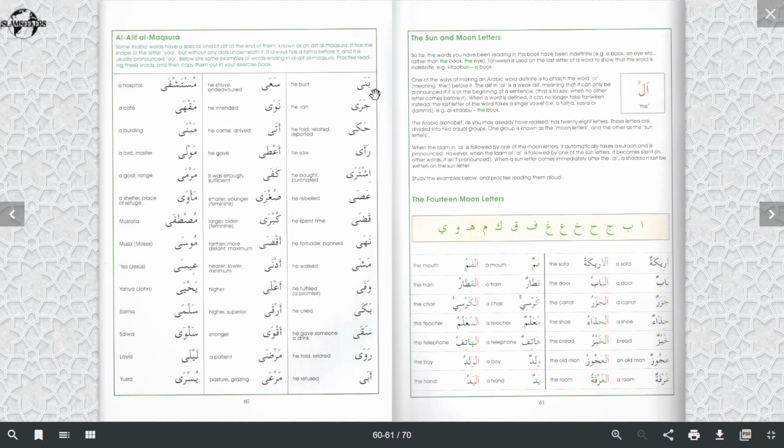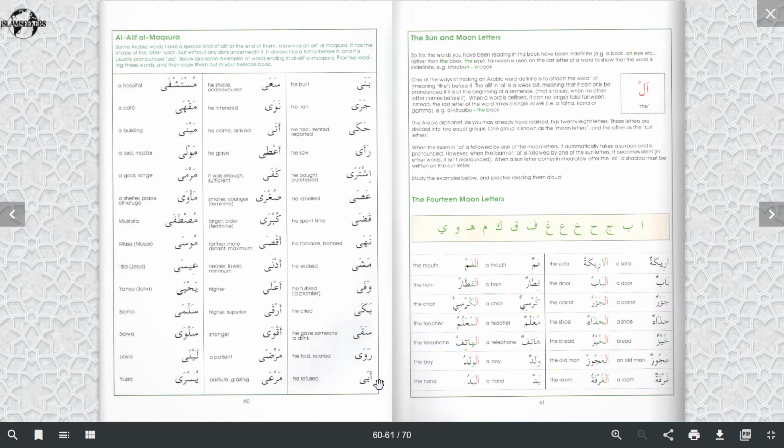Bana. He built. Jara. He ran. Haka. He told, related or reported. Ra'a. He saw. Ishtara. He bought or purchased. Asa. He rebelled. قضى. He spent time. نهى. He forbade or banned. مشى. He walked. وفى. He fulfilled a promise. بكى. He cried. سقى. He gave someone a drink.